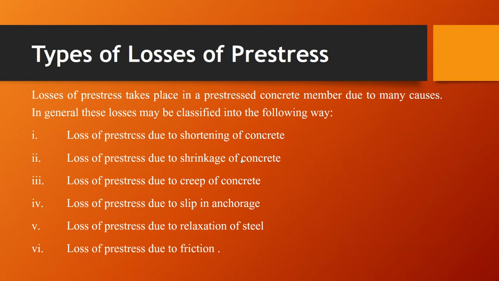In this loss of pre-stress due to friction, again there are 2 types, which are called length effect and curvature effect. We are going to discuss all of these 6 types of losses in detail, one by one. But in today's session, we are going to discuss the loss of pre-stress due to shortening of concrete only.